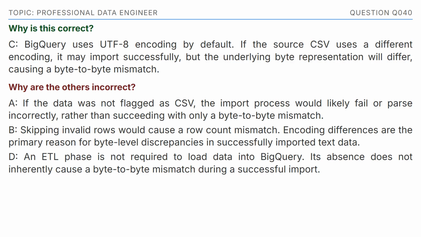Why are the others incorrect? A. If the data was not flagged as CSV, the import process would likely fail or parse incorrectly, rather than succeeding with only a byte-to-byte mismatch. B. Skipping invalid rows would cause a row count mismatch. Encoding differences are the primary reason for byte-level discrepancies in successfully imported text data. D. An ETL phase is not required to load data into BigQuery. Its absence does not inherently cause a byte-to-byte mismatch during a successful import.